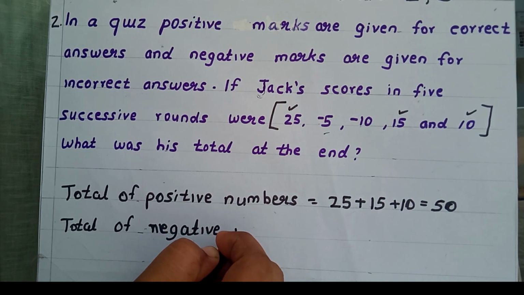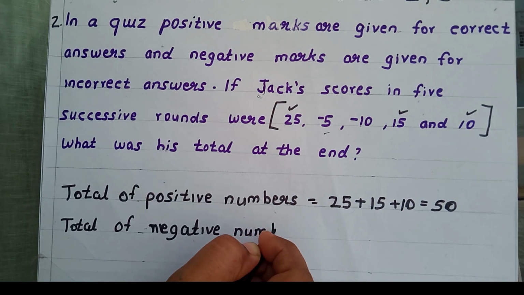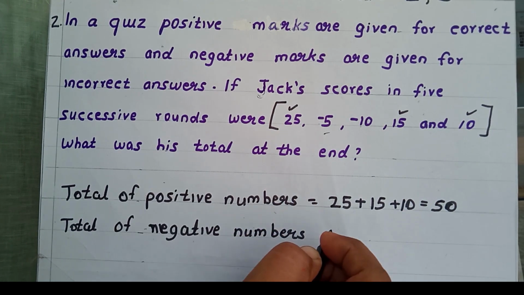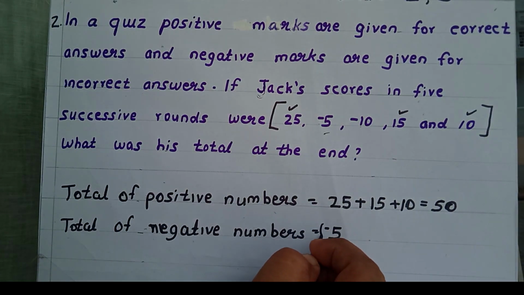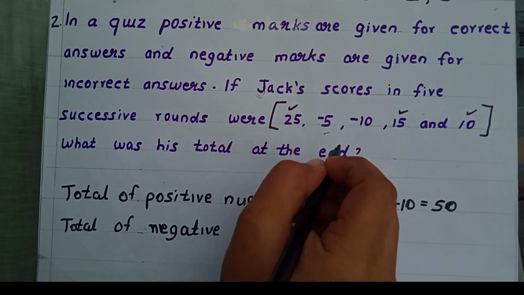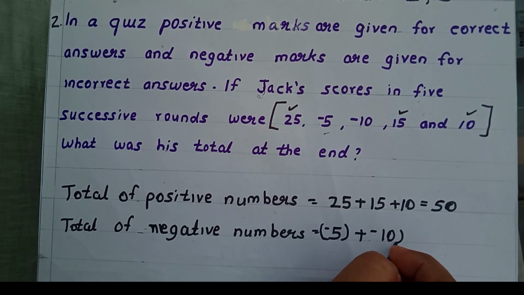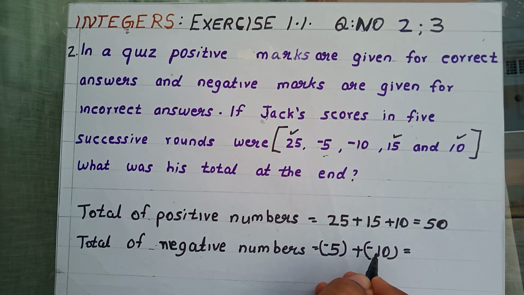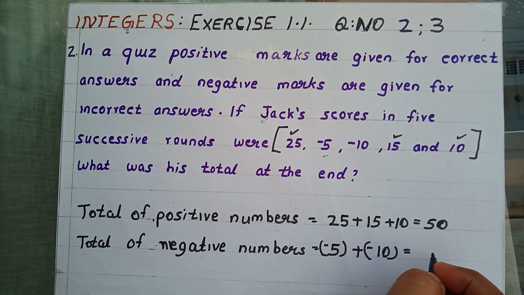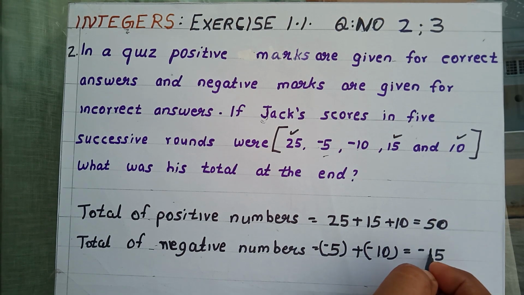Total of negative numbers. What are the negative numbers here? From the question they have given that minus 5 and minus 10. So we are going to add these two numbers. What is the rule for adding these two numbers? Both the numbers are negative. So just add both the numbers and give the sign as negative. By adding these two numbers we will be getting 15 and just give the sign of negative.